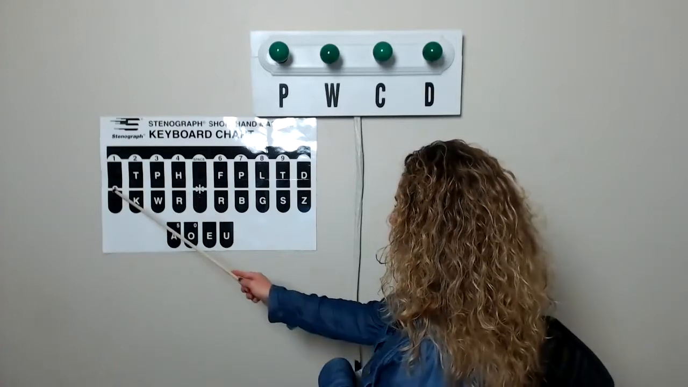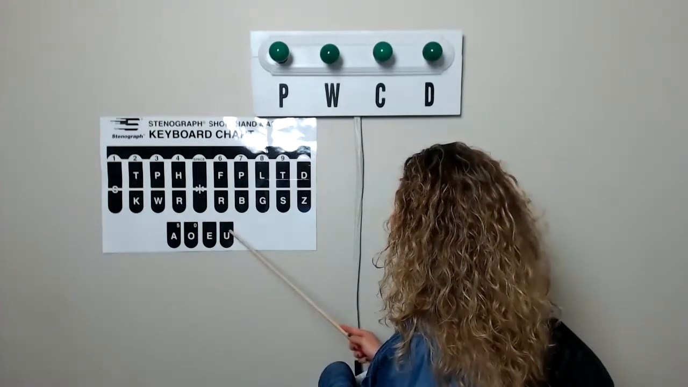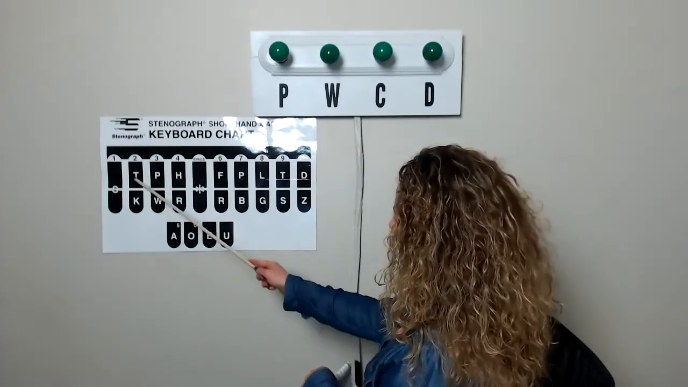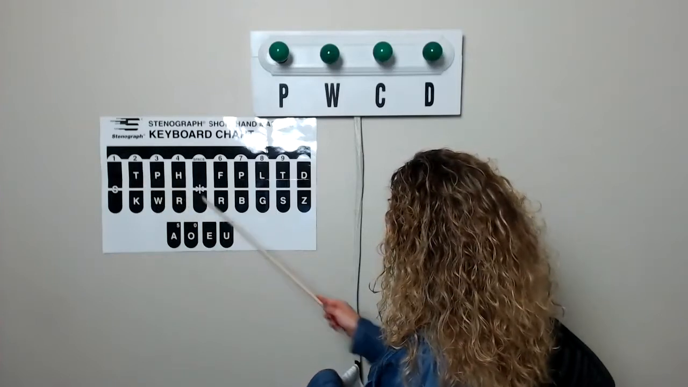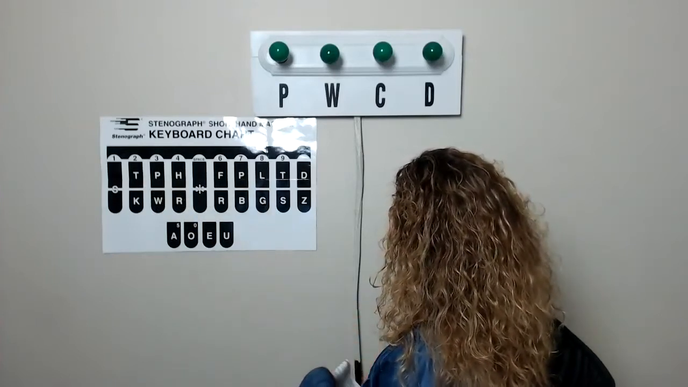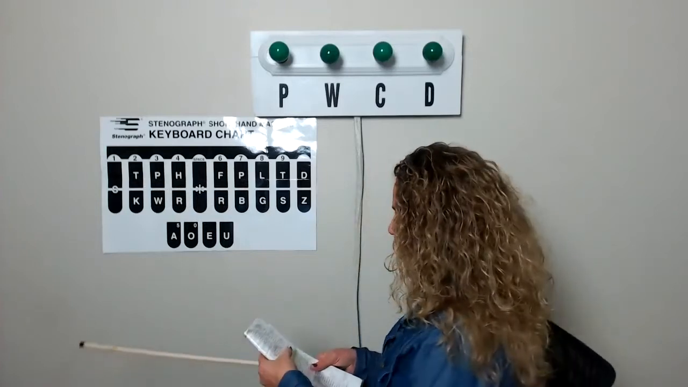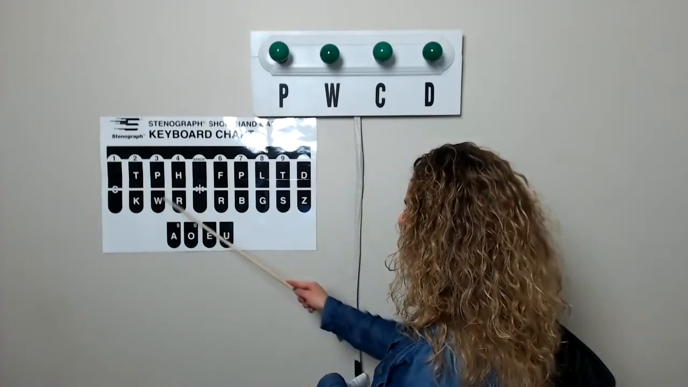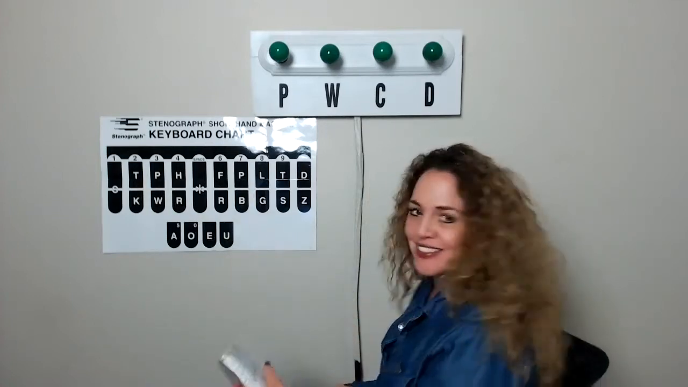Number 13, string, S-T-R-I-N-G. Number 14, flunk, F-L-U with the flag, N-K. Again, if we didn't flag it, it would look like flung. He flung his towel across the room. And then number 15, the brief again, initial G-E-N.